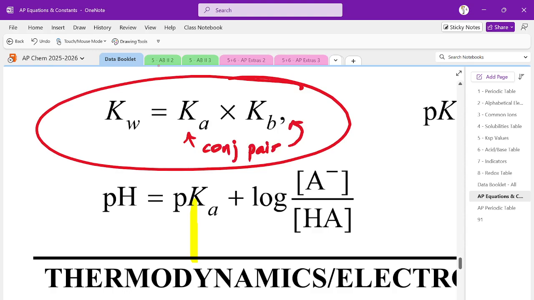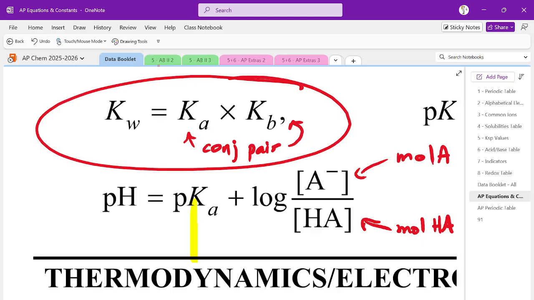Now, I'm going to give you one more little extra. Because the buffer is all in one container, the volume in which the A is contained is the same as the volume of the HA. So you could use moles instead of molarity because the liters will cancel out. So you could use moles of A over moles of HA. It just depends on what you're given and what is more convenient.